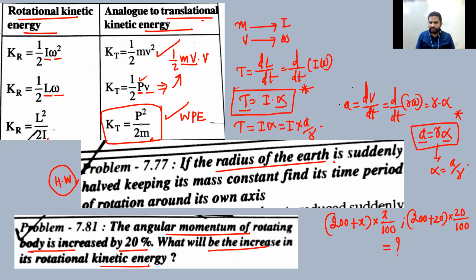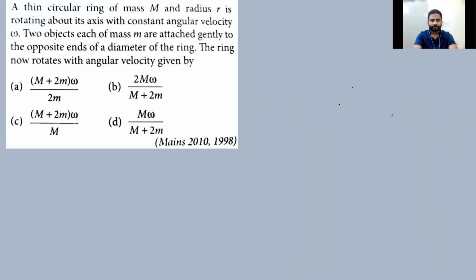So percentage change in rotational kinetic energy is the final rotational kinetic energy minus the initial rotational kinetic energy, divided by the initial rotational kinetic energy, into 100. This is what our required answer is here, that you will get by using the 200 plus x into x by 100 formula. Okay, I hope you are all following, and let's move on to the next one.